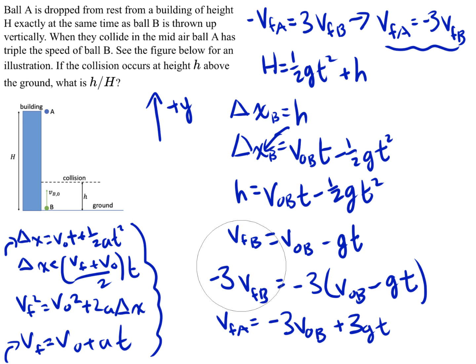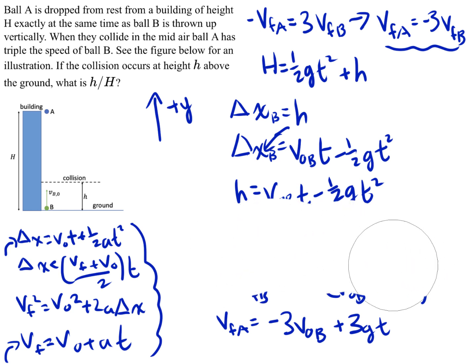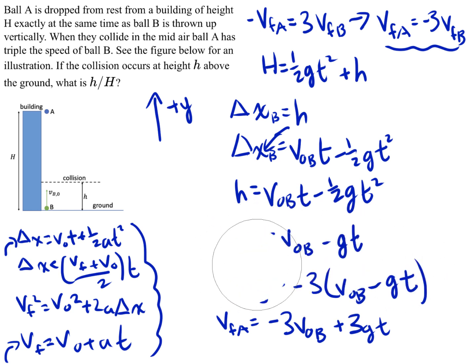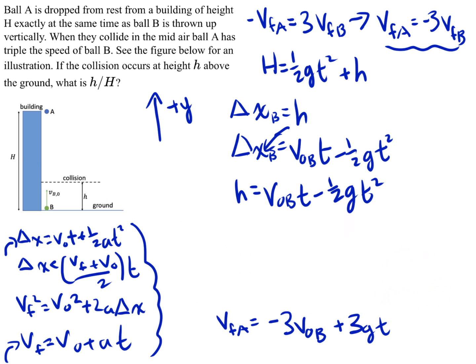So if I erase this to make some more room, just erase this part. We can figure out what the final velocity of A is too. Again, we can use this kinematic equation. So the final velocity of A is equal to the initial velocity of A, which we've established is 0 since it is dropped from rest. So this whole part can be neglected. So it's simply equal to the acceleration times the time, which in this case, the acceleration is negative g. And of course, we multiply by t.